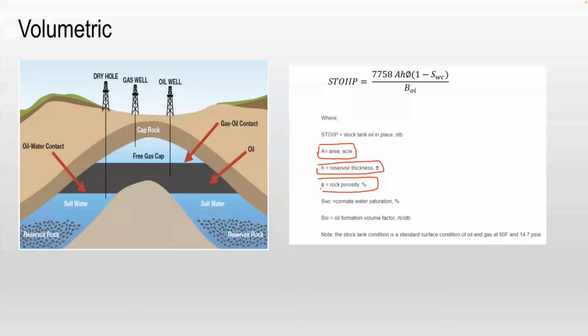You model the porosity, and based on petrophysical evaluation, you have the water saturation, and based on reservoir engineering output, you have the Bo, or formation factor. You can calculate the stock tank oil in place of the reservoir. That's all of the concept of the reservoir modeling.